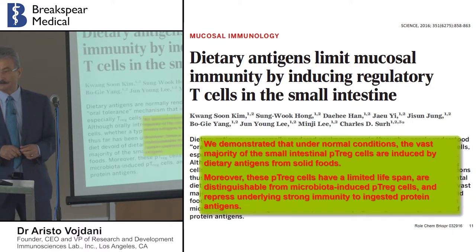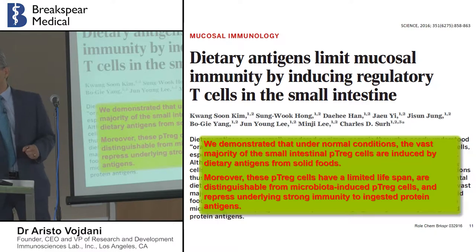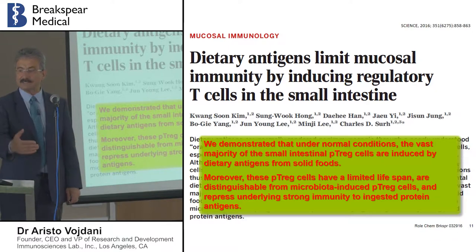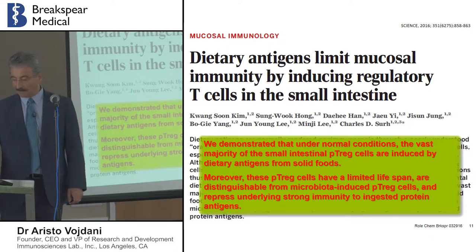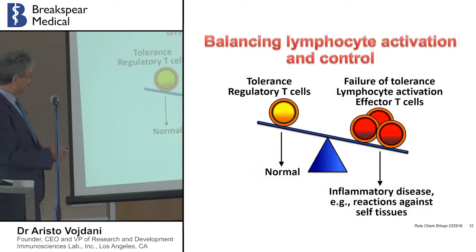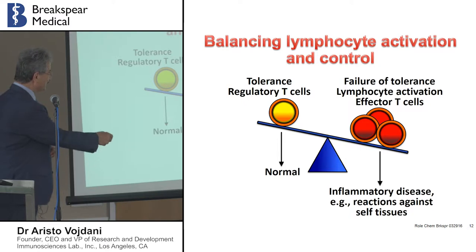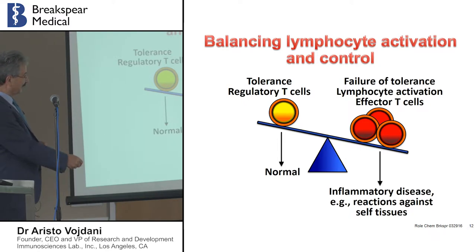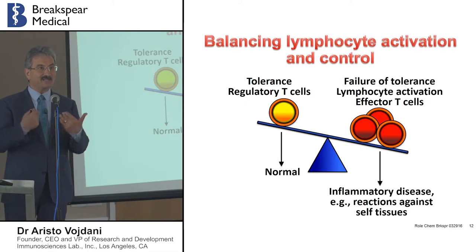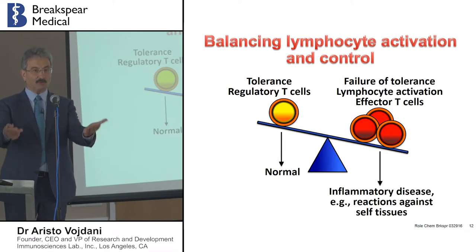So this is the full article, Mucosal Immunology, published in Science 2016, a month ago. Dietary antigens limit mucosal immunity by inducing regulatory T cells in the small intestine. And one more time, we explained that regulatory T cells help in the induction of tolerance, but with failure in tolerance and lymphocyte activation, if too many cells get activated, the result could be inflammation, inflammatory disease, and then we react against self-antigens, which we are not supposed to do under normal conditions.